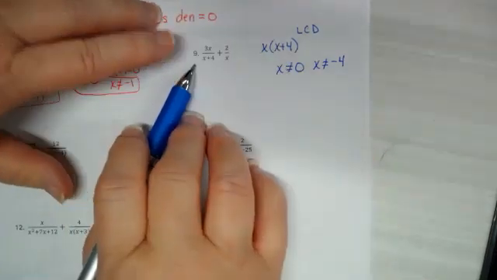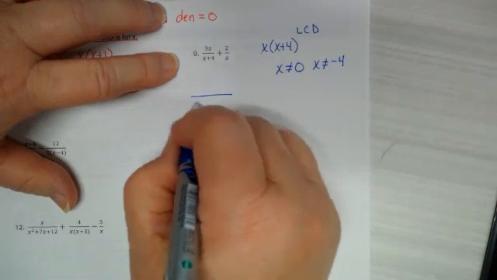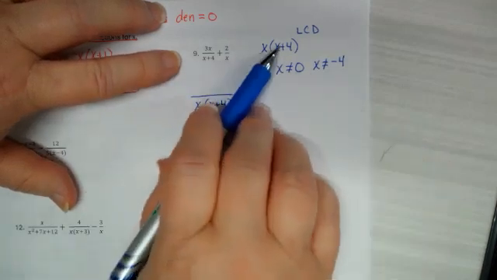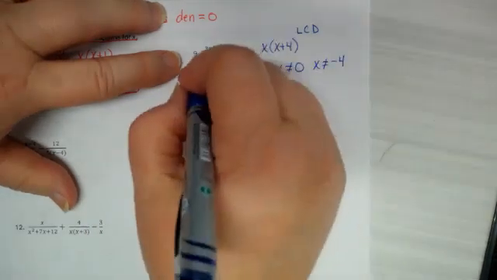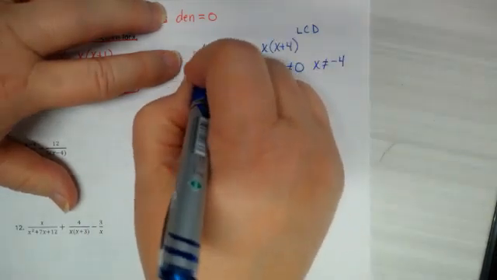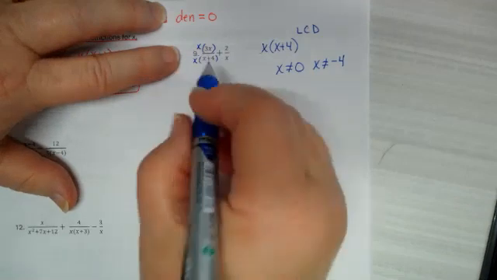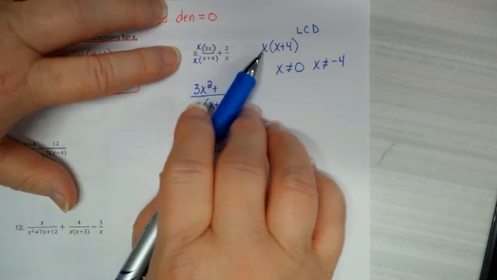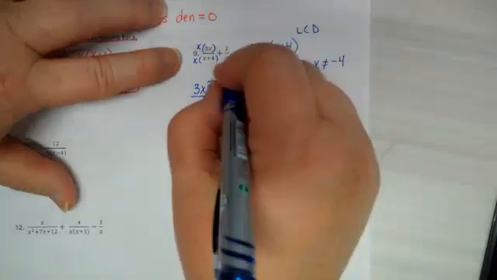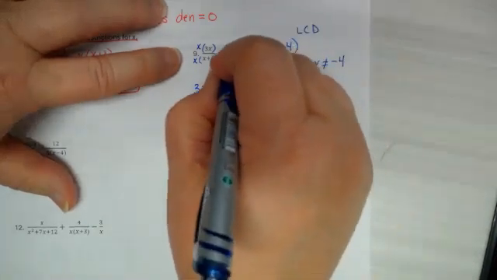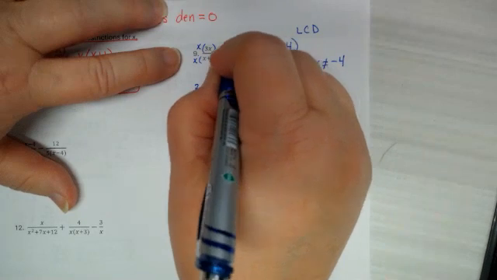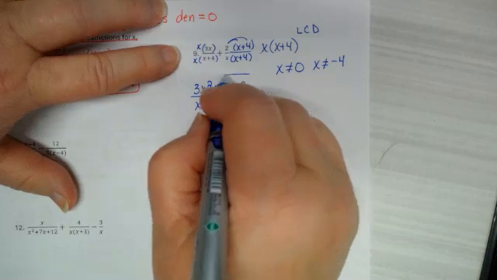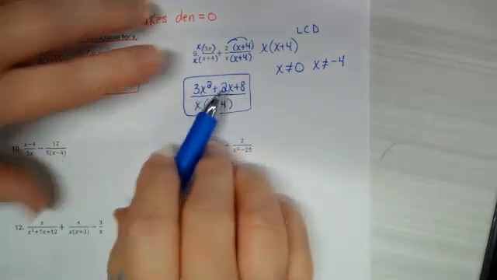Let's add these together. I know my common denominator is x times x plus 4. So for the first fraction, what's missing? I have the x plus 4 part. I just need the x part. So 3x times x is 3x squared. For my second fraction, I've got the x part, but I need the x plus 4. So I distribute my 2 and get plus 2x plus 8. And I'm done. I can't simplify the numerator any further.